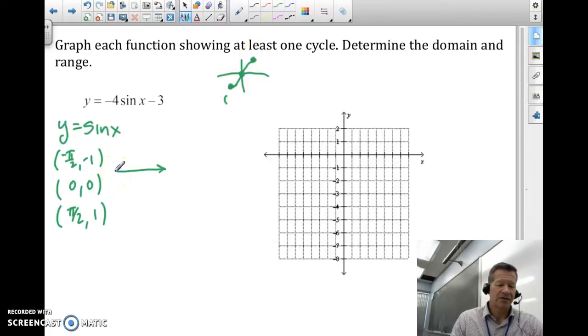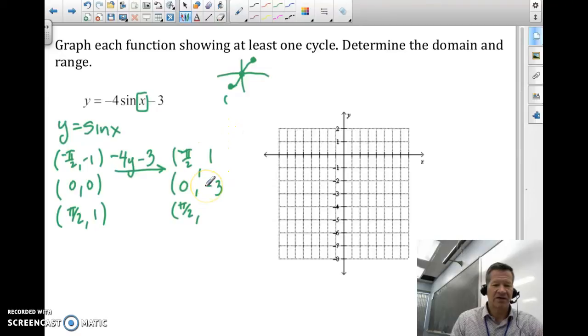Now, the rest is transformations like you've done all year. We aren't doing anything inside at all. It's still just an x. However, outside we are multiplying by -4, so that's going to be -4 times y, and then subtract 3 from all those y values. So the x values will stay the same, negative pi over 2, 0, and pi over 2. And the y values will change to 1, -3, and -7.